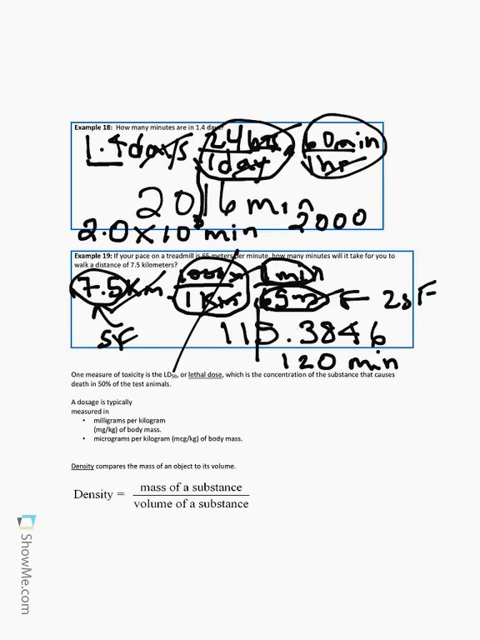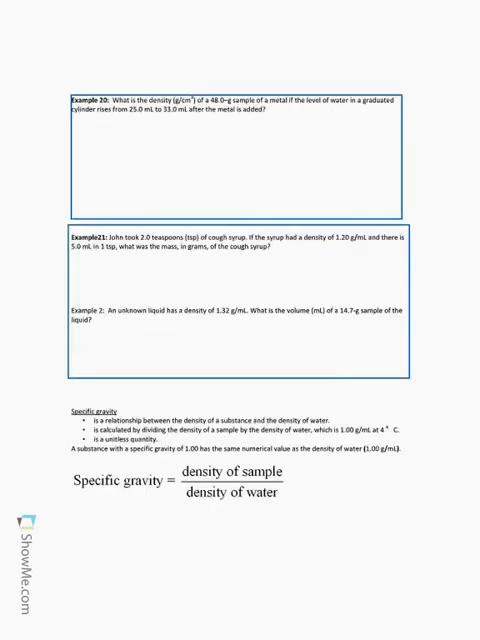And then finally, another type of important measurement that you may see is density. Density compares the mass of an object to its volume. Density equals mass of a substance divided by volume of a substance. So a question asks, what is the density in grams per centimeter cubed of a 48-gram sample of metal if the level of water in a graduated cylinder rises from 25 milliliters to 35 milliliters after the metal is added?